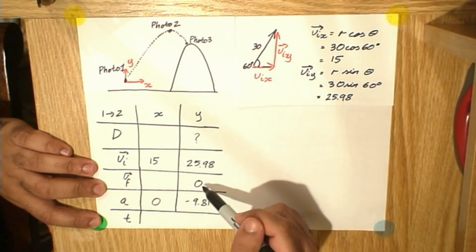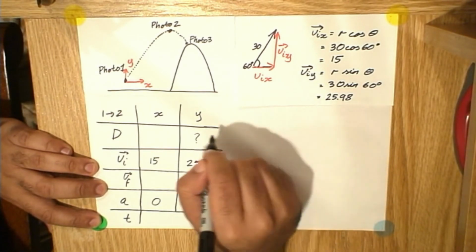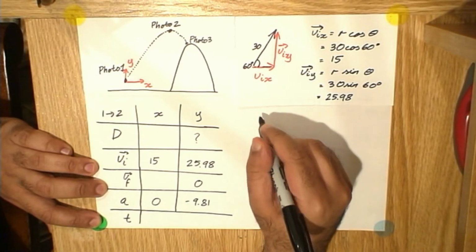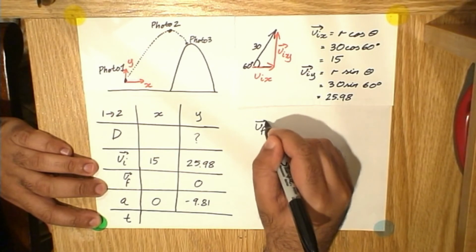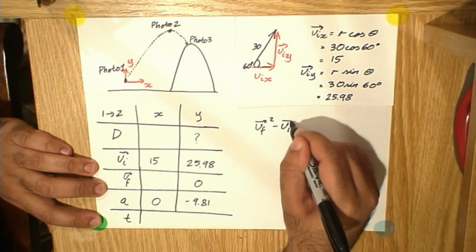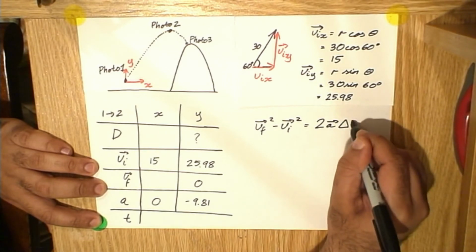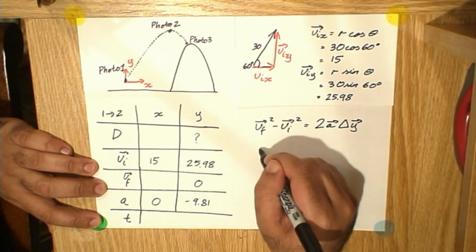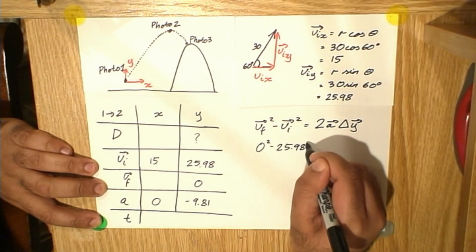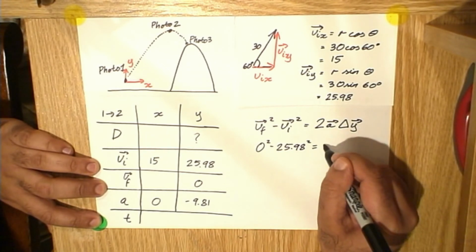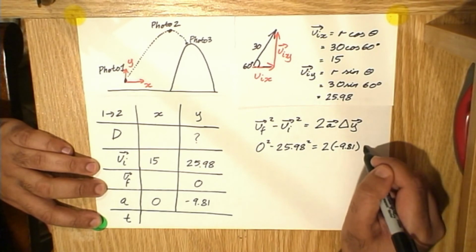So we have two velocities, acceleration, and we're looking for a displacement. There's only one equation that weaves together all four of those quantities, and that is toolbox equation 4. That is v final squared minus v initial squared is equal to 2 times a times delta y. So v final squared is 0 minus v initial squared, 25.98 squared, is equal to 2 times negative 9.81 times delta y, which is unknown.